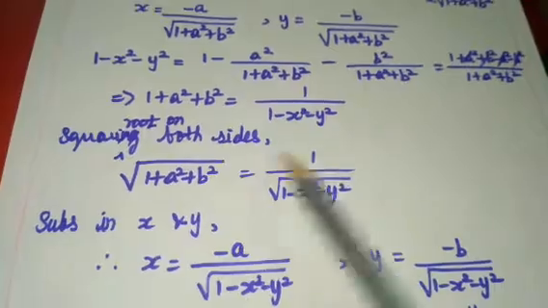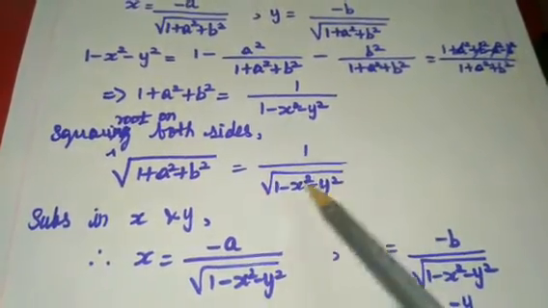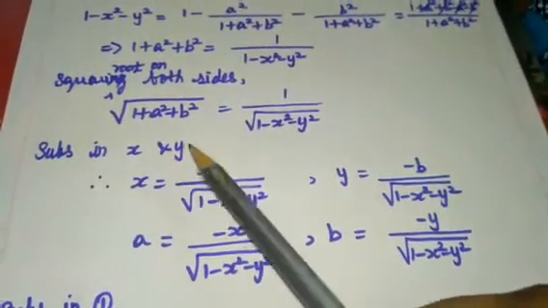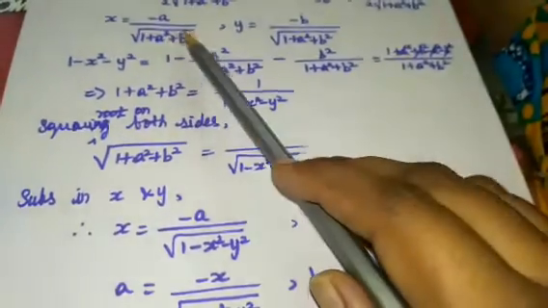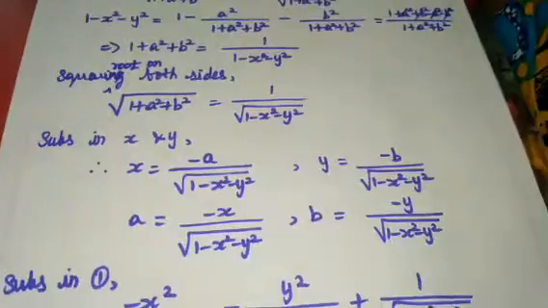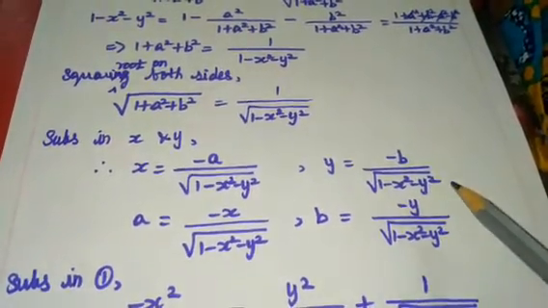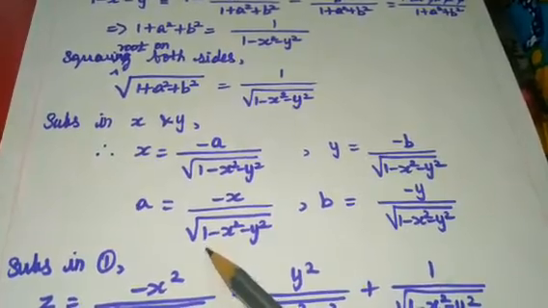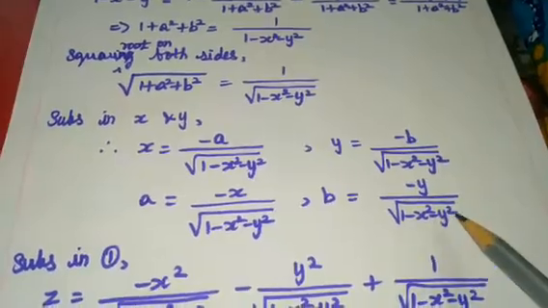Taking square root on both sides. Therefore, square root of 1 plus a square plus b square is equal to 1 divided by root of 1 minus x square minus y square. So, substitute in x and y. Therefore, x is equal to minus a divided by root of 1 minus x square minus y square, and y is minus b divided by root of 1 minus x square minus y square. From this, a is equal to minus x divided by root of 1 minus x square minus y square. Here b is equal to minus y divided by root of 1 minus x square minus y square.